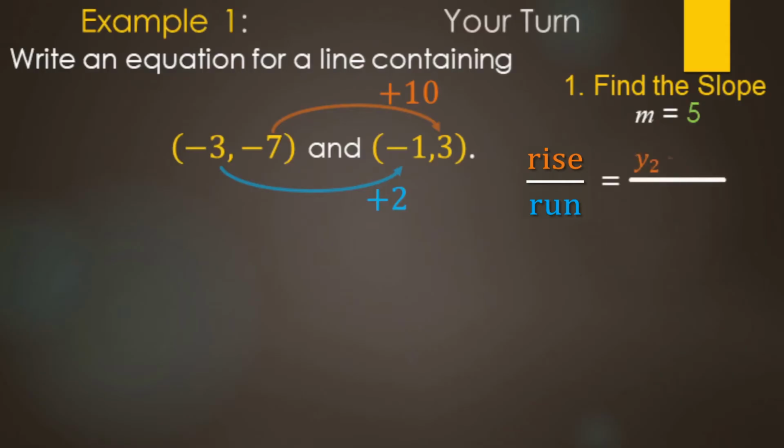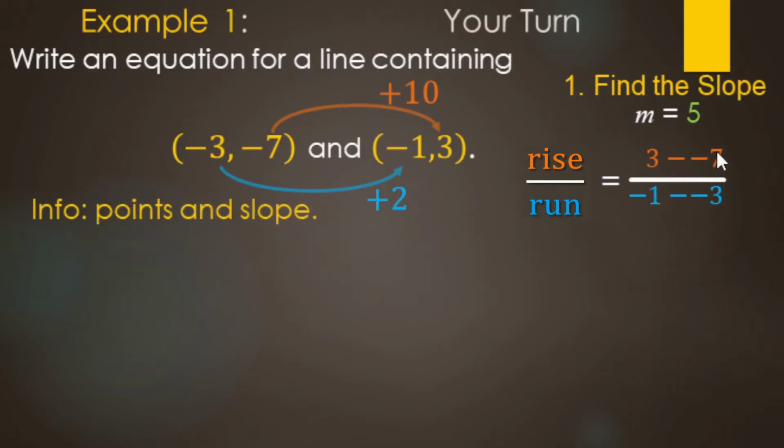Now, if you did want to use the slope formula, here we go. It looks like this. y2 is 3, y1 is -7, x2 is -1, and x1 is -3. Subtract a negative in your brain, just change that to plus, and you still end up with 3 plus 7, that makes 10, and -1 plus 3 makes 2. You still end up with 10 over 2, or 5.